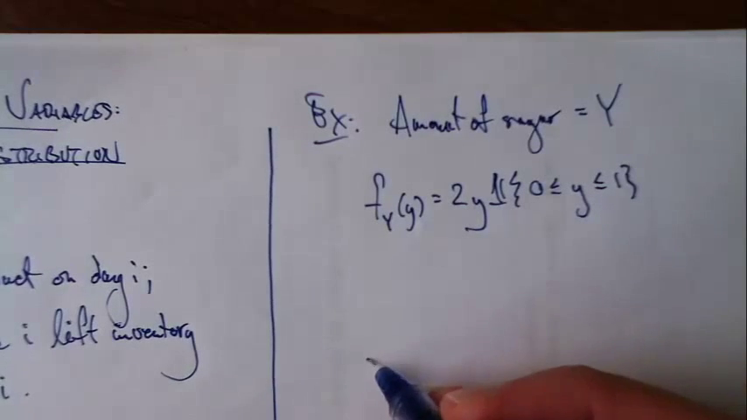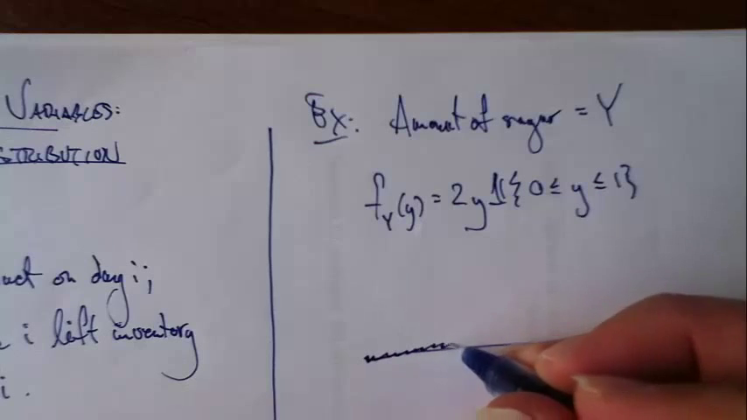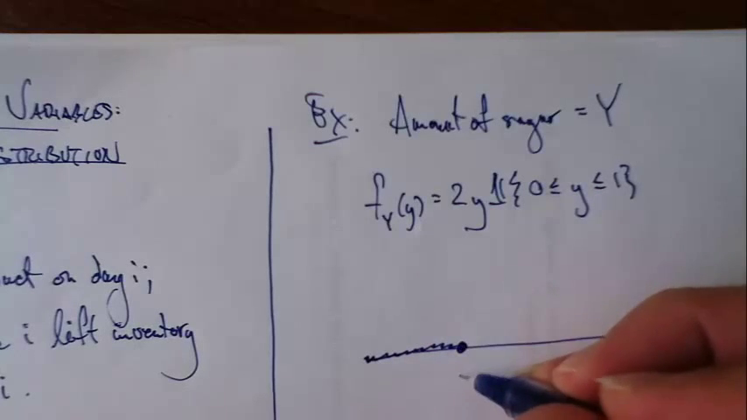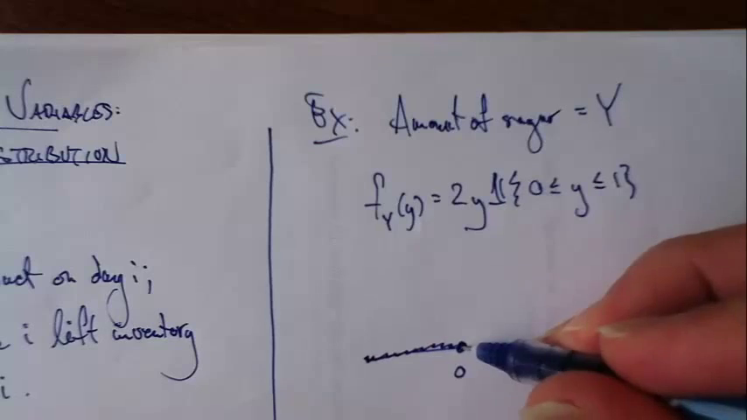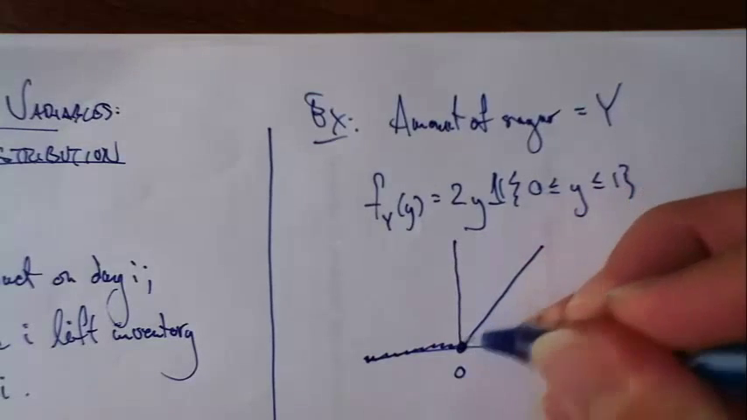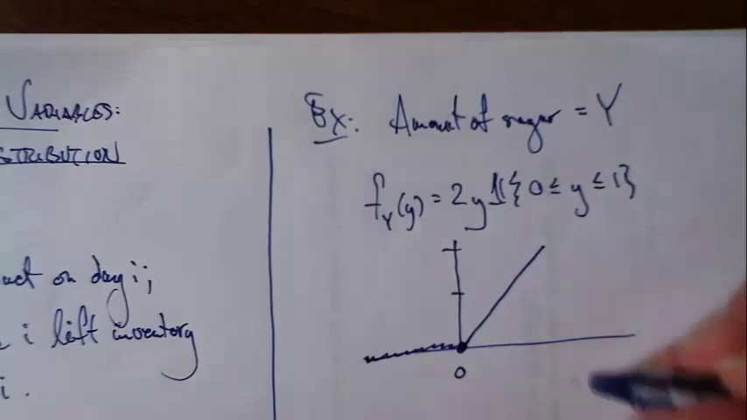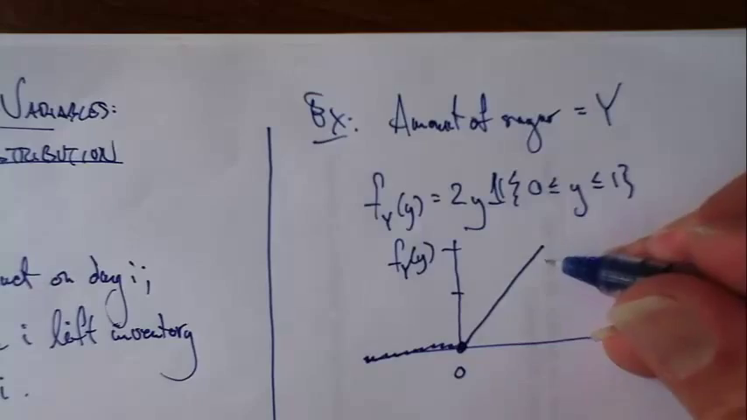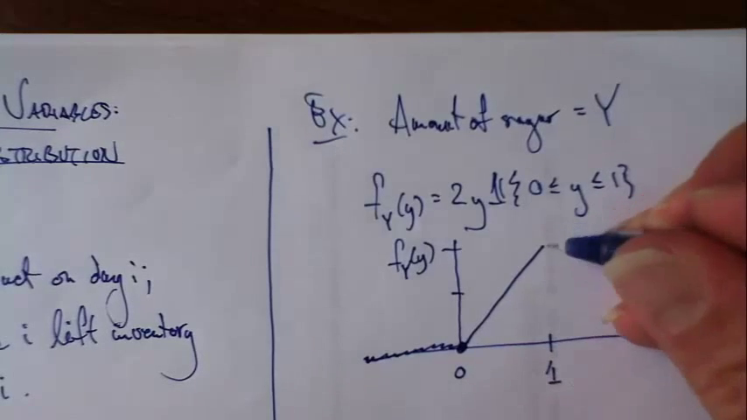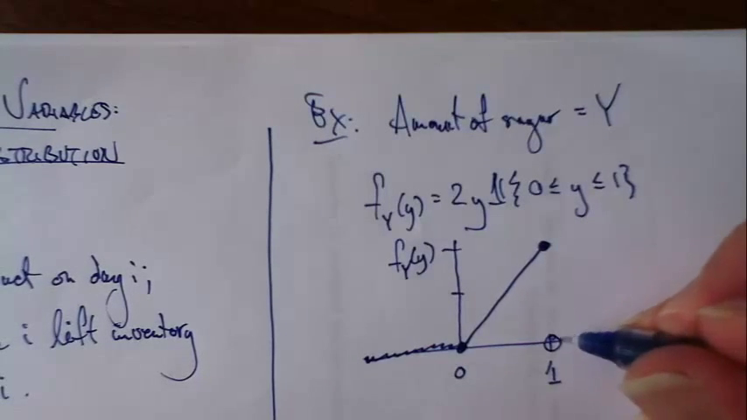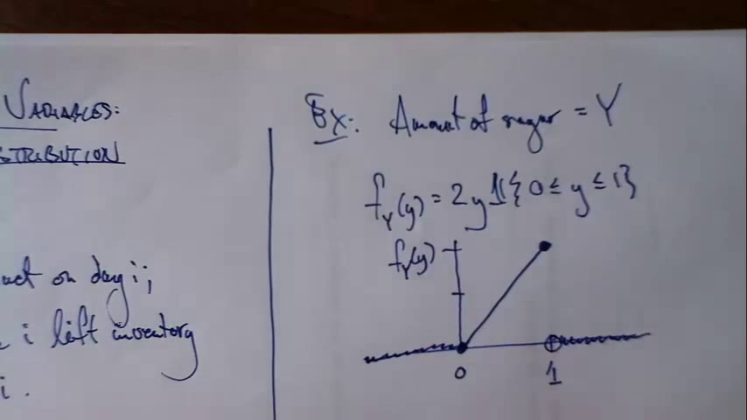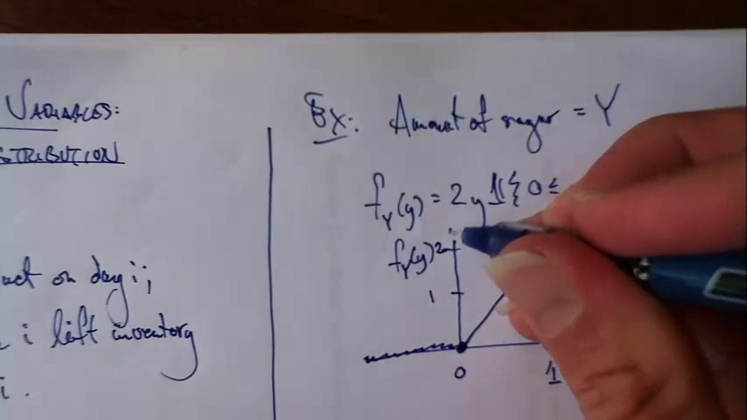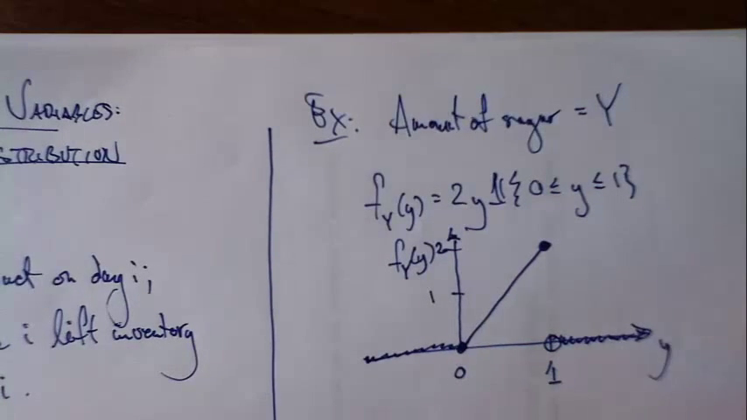That is, it looks like this. All right. Okay, so that's a density function. If I integrate that, I certainly get 1, right? Because that's 1, that's 2. Here's my y-axis. Okay. All right.